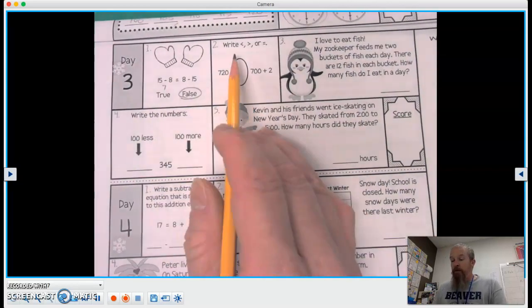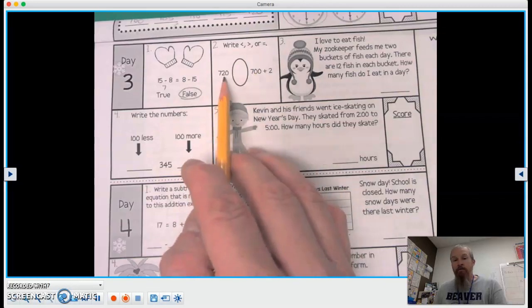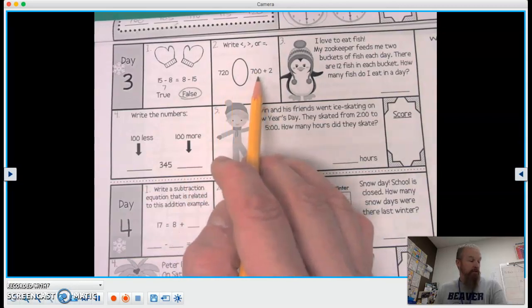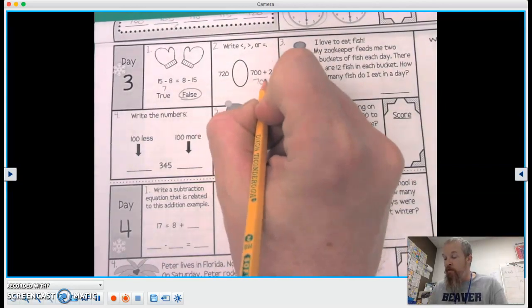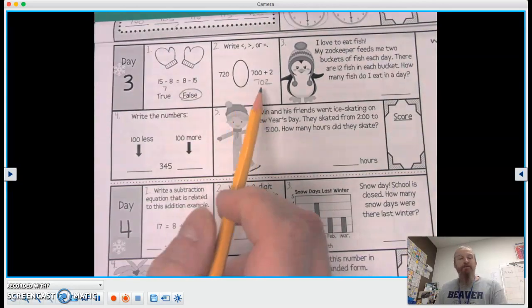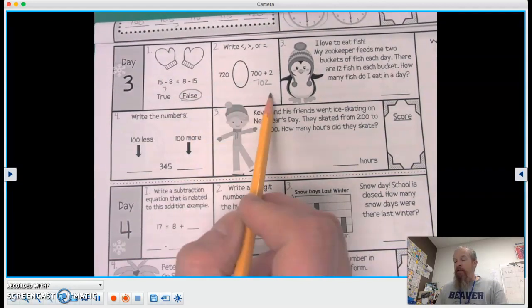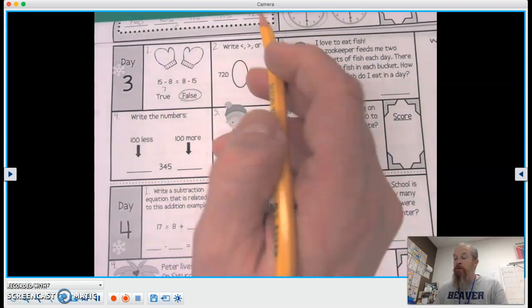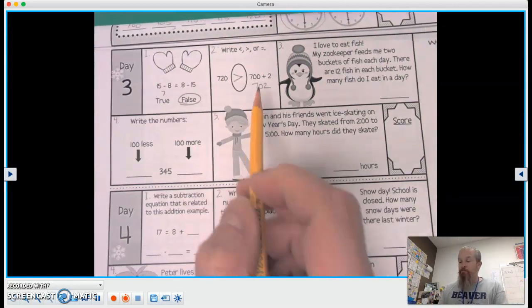Number 2, write less than, greater than, or equal to. 720 is something compared to 700 plus 2. So let's look at the 700 plus 2. That's 702. Oh, tricky. They moved the 0 and the 2 to the 2 and the 0. See that? So 20 is greater than 2. So 720 is greater than 702.